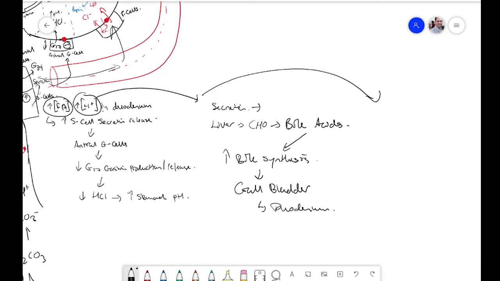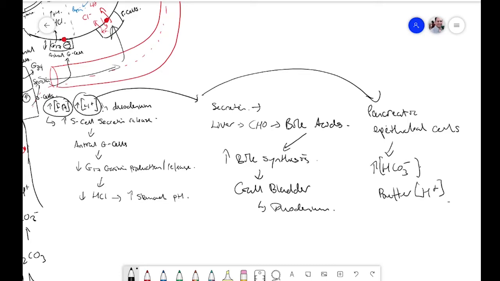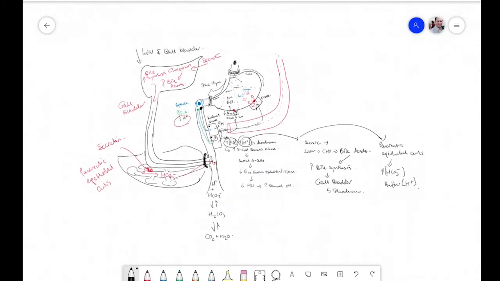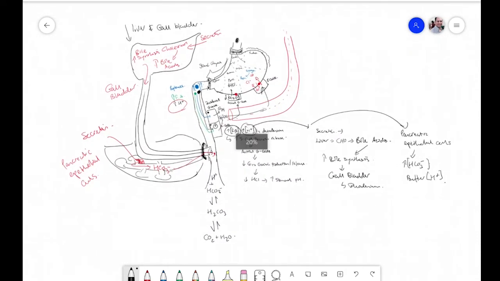And it also acts on pancreatic epithelial cells, which increases HCO3 minus concentration, to buffer protons. Cool. So that is secretin.